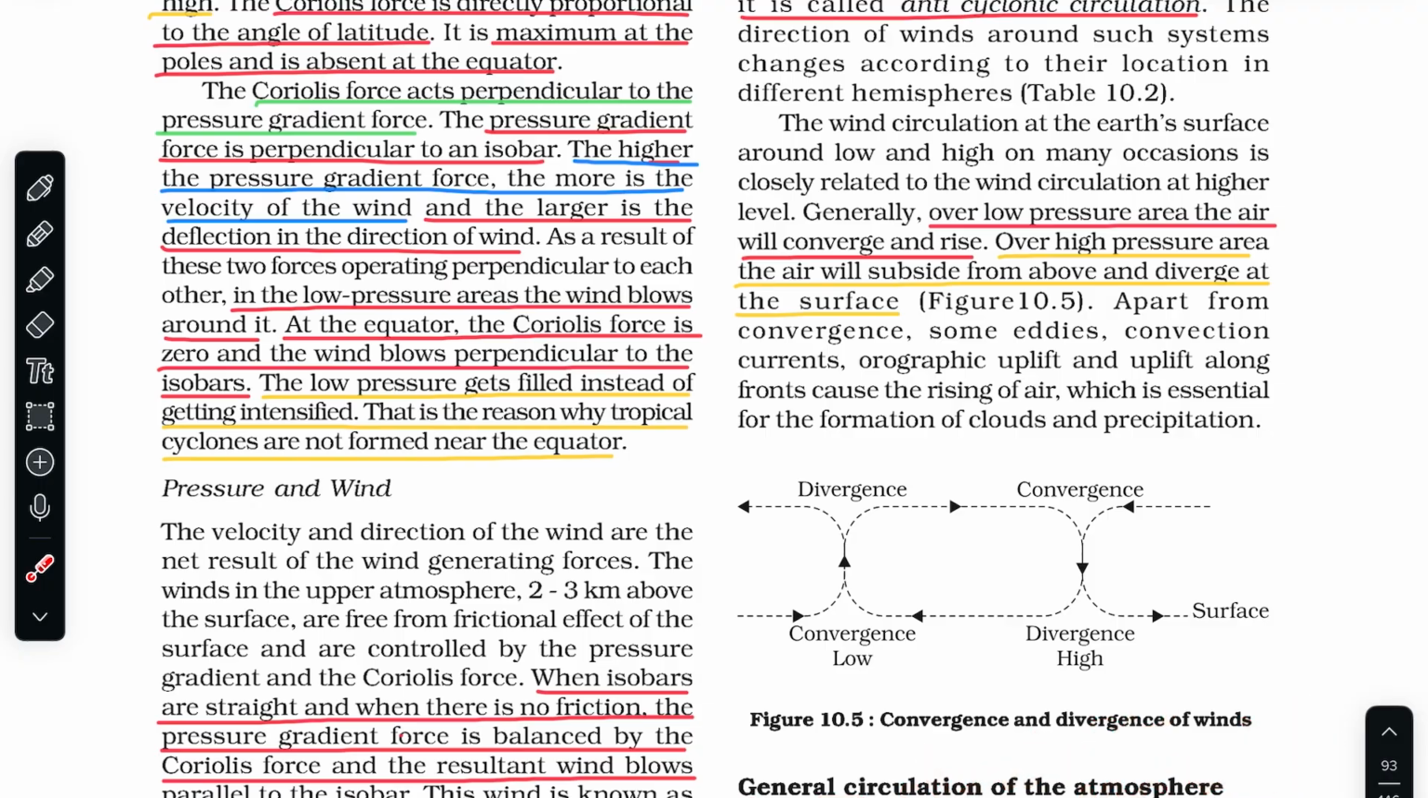So the wind circulation at the Earth's surface around low and high on many occasions is closely related to the wind circulation at higher levels. Generally, over lower pressure areas, the air will converge and rise. Over the high pressure areas, the air will subside from above and diverge at the surface. So air will come down like this and then diverge at the surface, whereas in convergence, the air will rise.